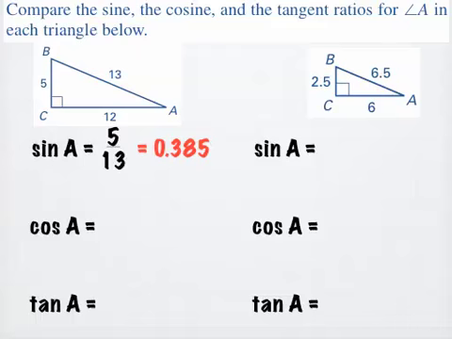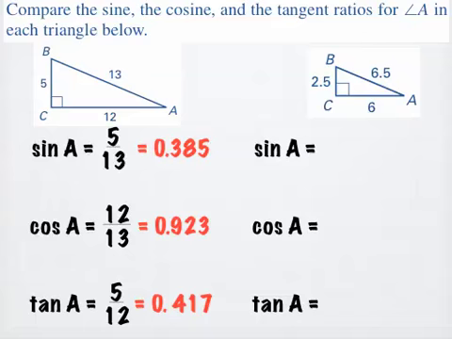For cosine, it would be adjacent over hypotenuse. In this case, it would be 12 over 13, which is 0.923. And then for tangent of angle A, which would be opposite over adjacent, I would have 5 over 12, which is decimal 0.417. They also want me to find the sine, cosine, and tangent of A in the second triangle.